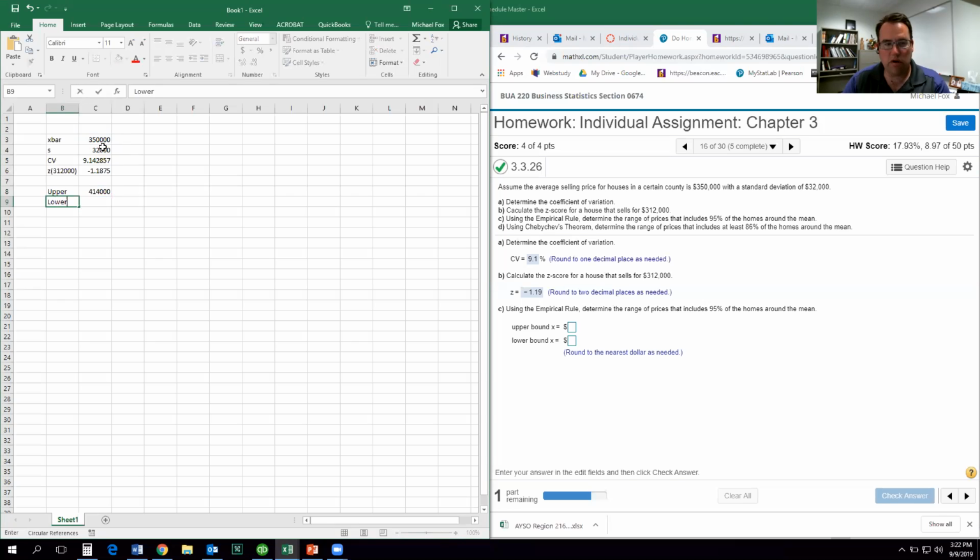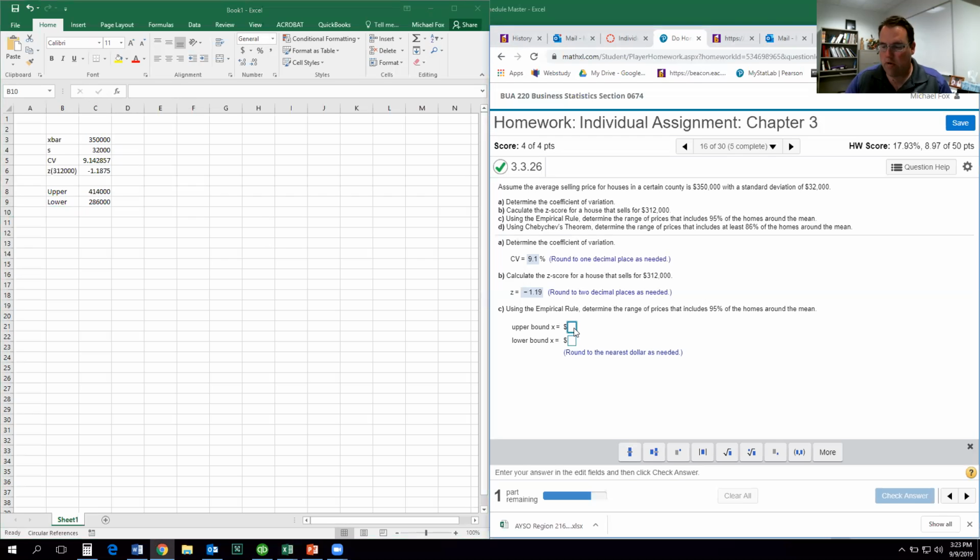And then our lower is going to equal our mean minus 2 times the standard deviation. Whoops, I did my parenthesis wrong there. And that's going to be the range. So 95% of all the homes will be priced between 414,000 and 286,000.